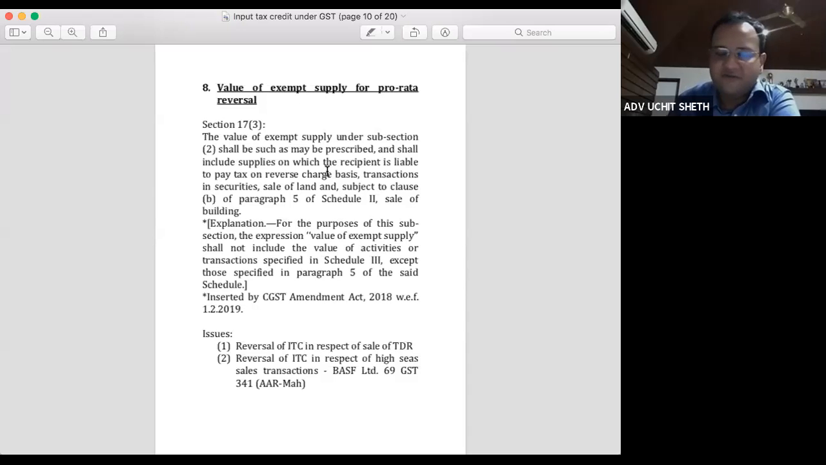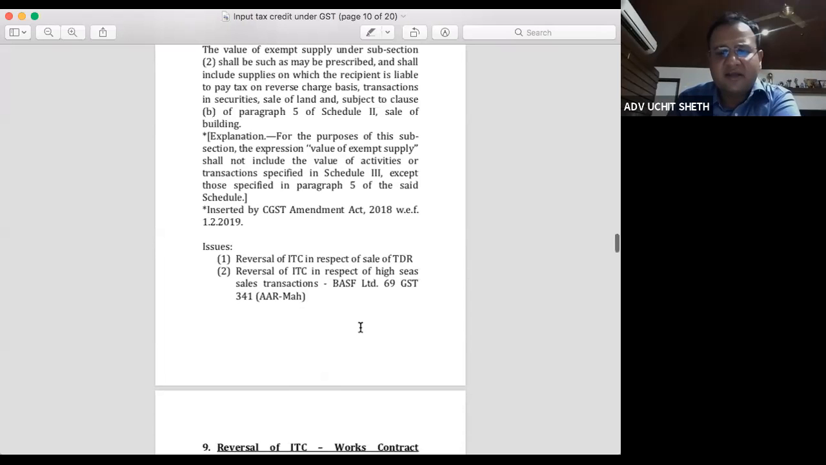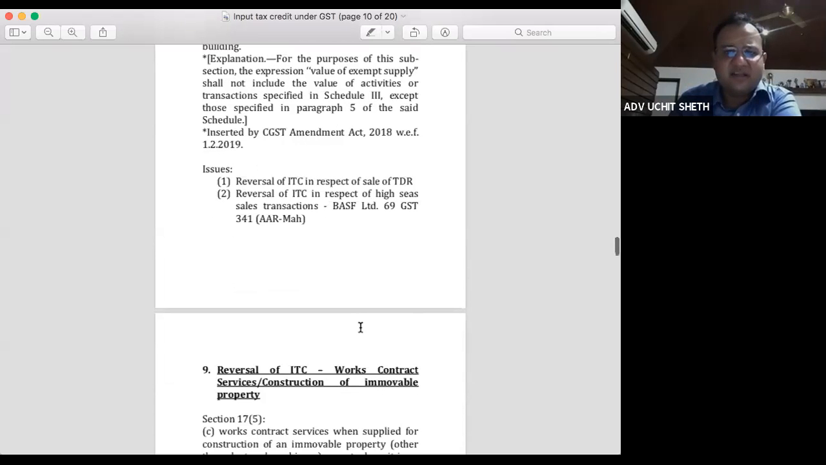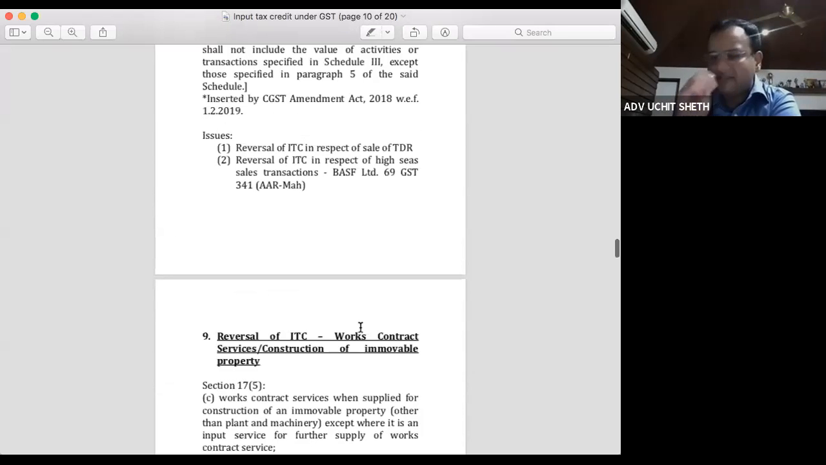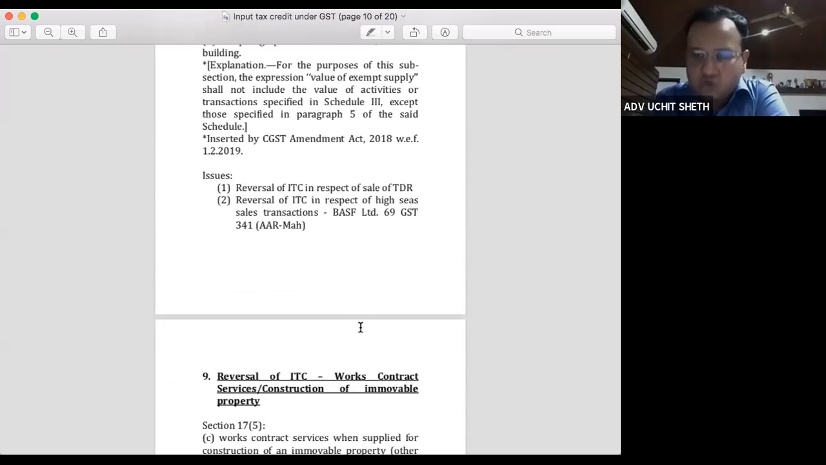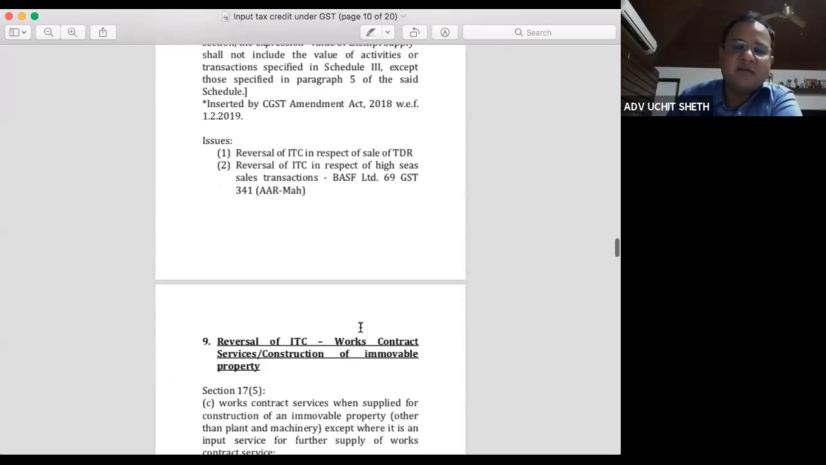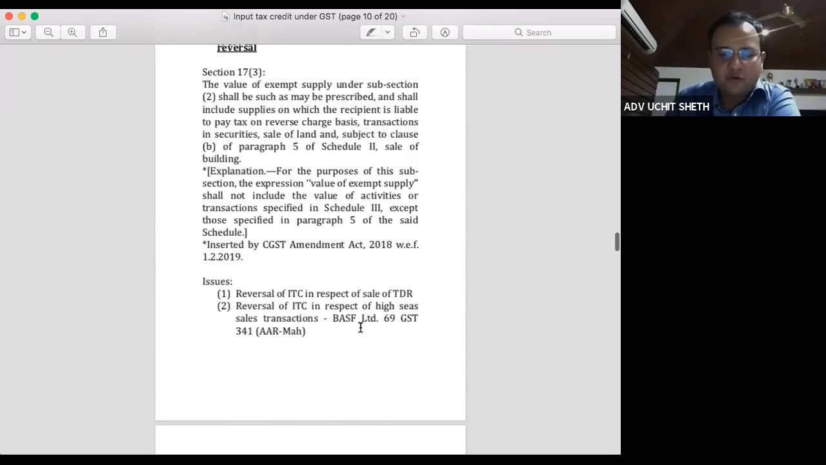If the statute deemed it fit that for high sale transactions I want to grant input tax credit, then that is the end of the matter and we should be entitled to the credit. There was an earlier advance ruling in the case of BASF Limited, 69 GST 341 AAR Maharashtra, which took a view that high sale turnover needs to be part of the exempt supply for purpose of pro rata reversal. But this advance ruling was prior to the amendment which I just talked about, and so that would no longer be good.